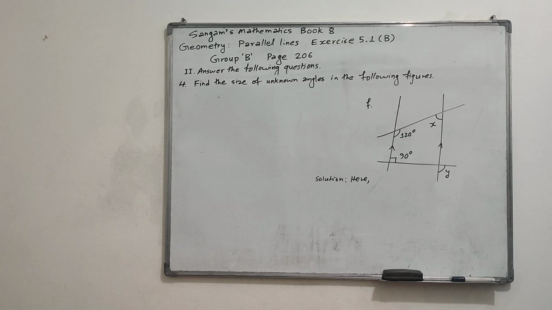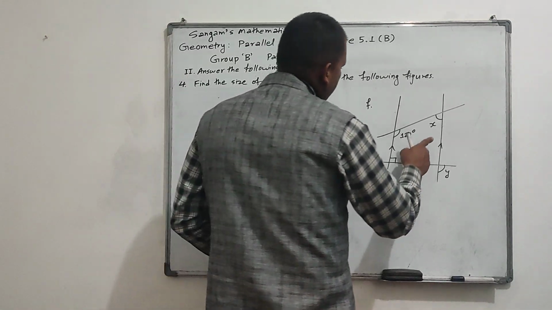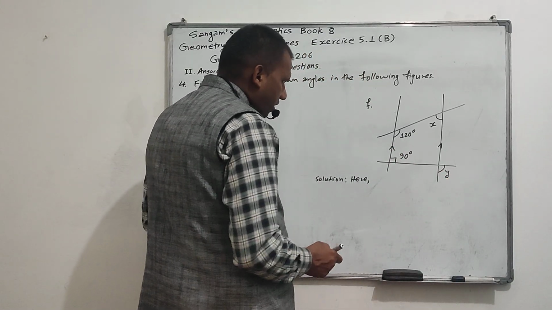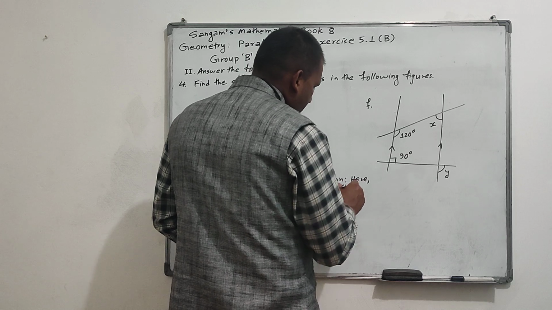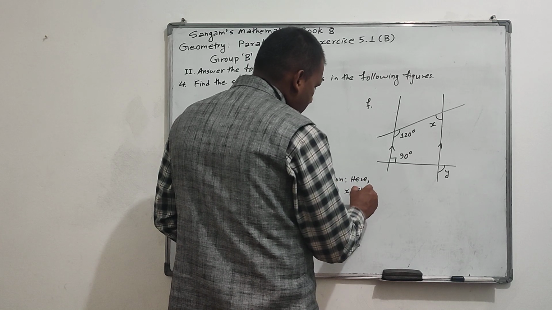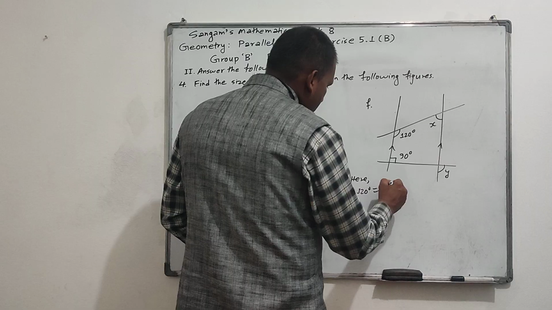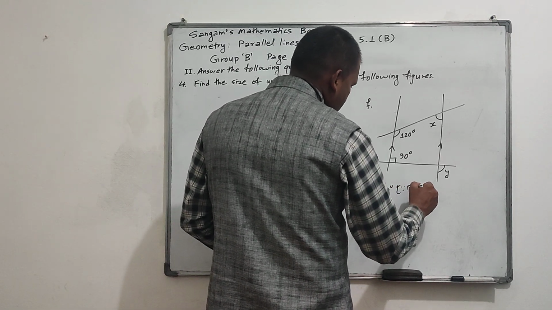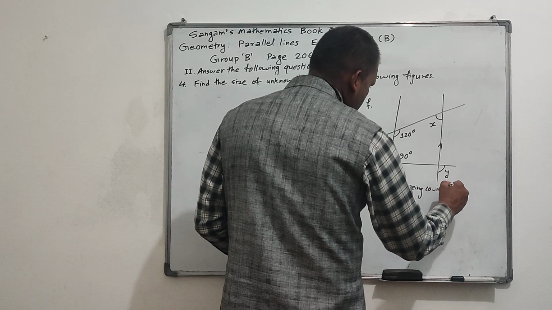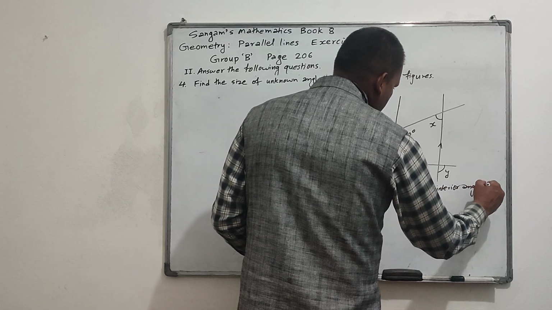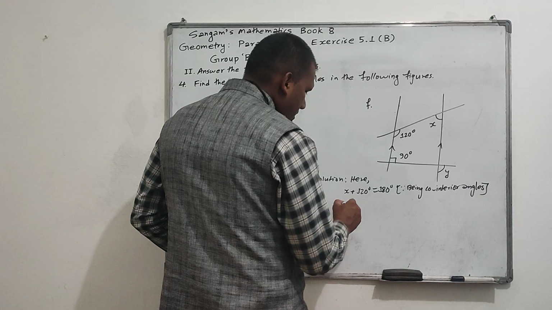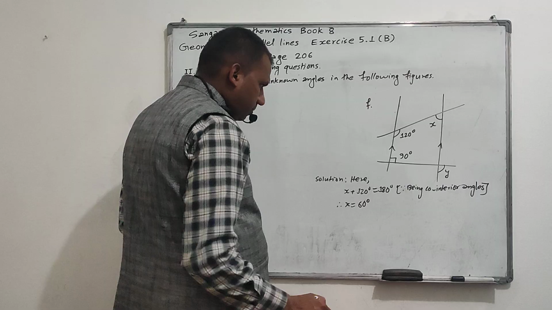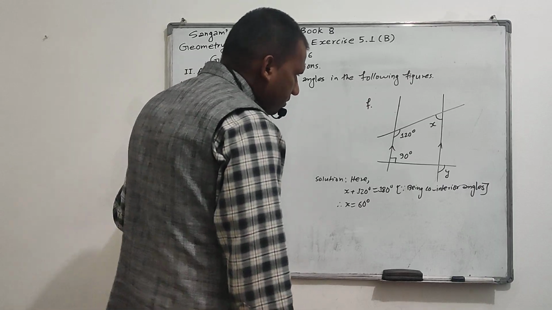Now next question. For F, on this figure we have to find the values of x and y. Here x and 120 degree are co-interior angles, so their sum is 180. So we can write x plus 120 equal to 180 degree, being co-interior angles. Therefore x equal to 180 minus 120, that is 60 degree.